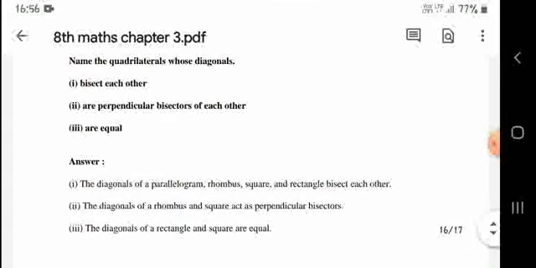Next, bisectors. The diagonals of the parallelogram, rhombus, square and rectangle bisect each other. The diagonals of the rhombus and square are perpendicular bisectors of each other. They bisect perpendicularly, and the diagonals of the rectangle and square are equal.